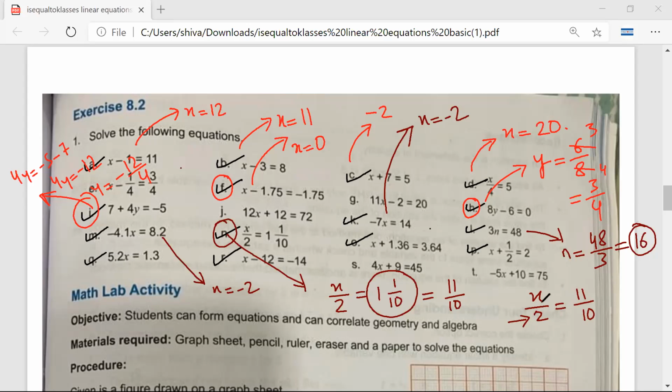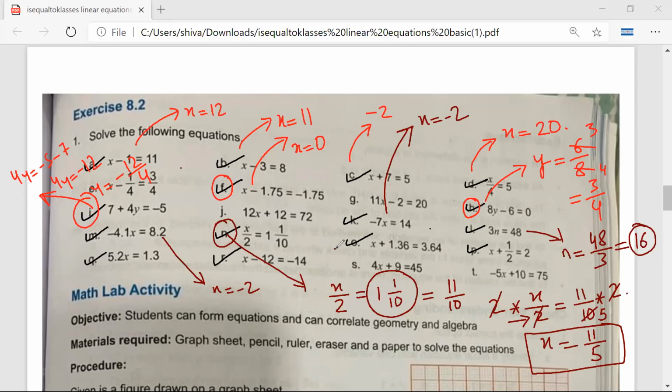Okay, Mr. Sarthak, how can I remove this 2? So we can multiply it by 2. Shabash, shabash. Multiply both sides by 2. Mr. Satya, any doubt? No. So this 2 and 2 will cancel, therefore x would be equal to 11 by 5. Mr. Satya, any doubt? No, sir. Sarthak, any doubt? No, sir. Okay.